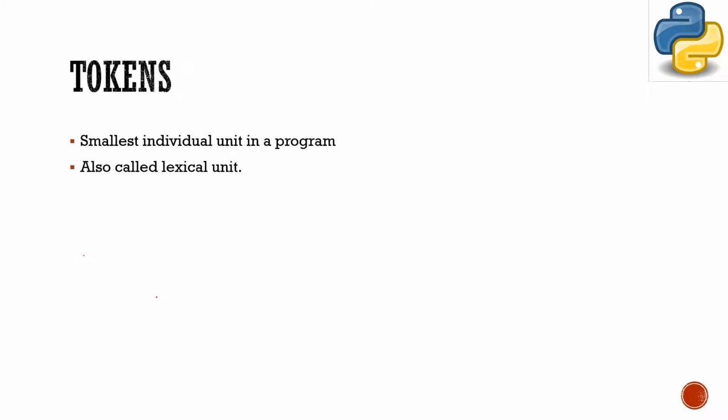So what is a token? As we all know, a token is the smallest unit of a program, or you can say of a language. It is also known as a lexical unit. We have 5 types of token in our language, which are remembered by a short form, right? You remember the short form KELOP, that is keyword, identifier, literal, operator and punctuators. Fine.